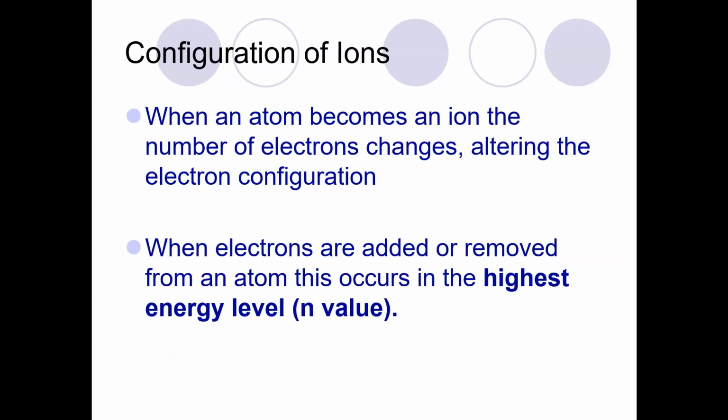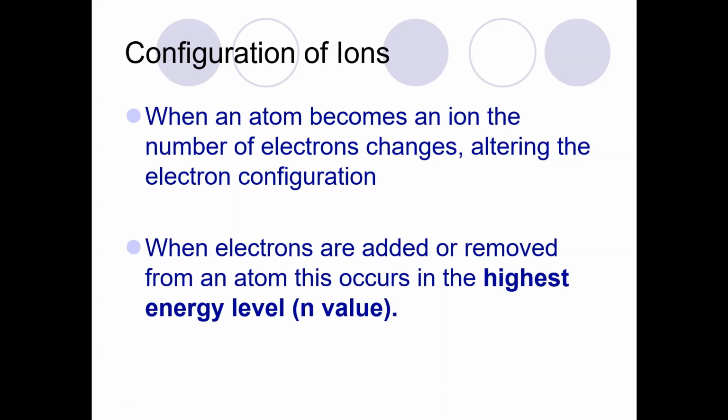Okay. So now we're going to talk about ions. We're also going to have to do a little bit of vocab, but ions are important here because ions are atoms that have gained or lost electrons, and we're talking about electron configuration. So what the heck happens when it gains or loses electrons?